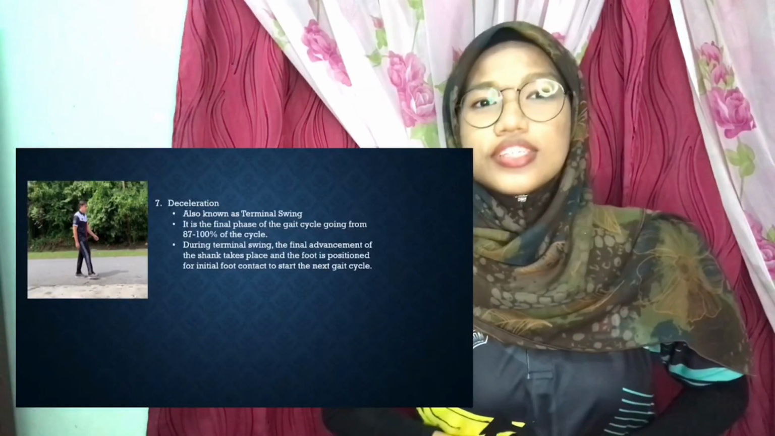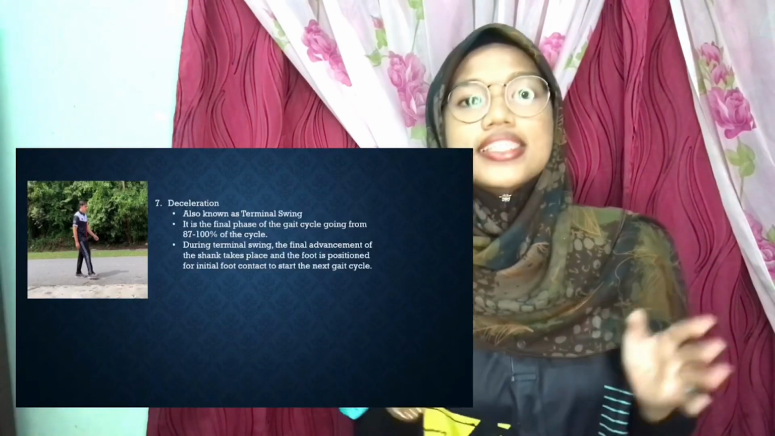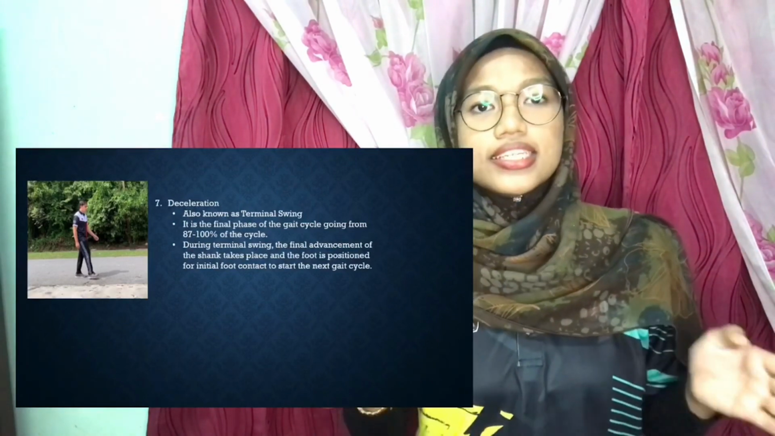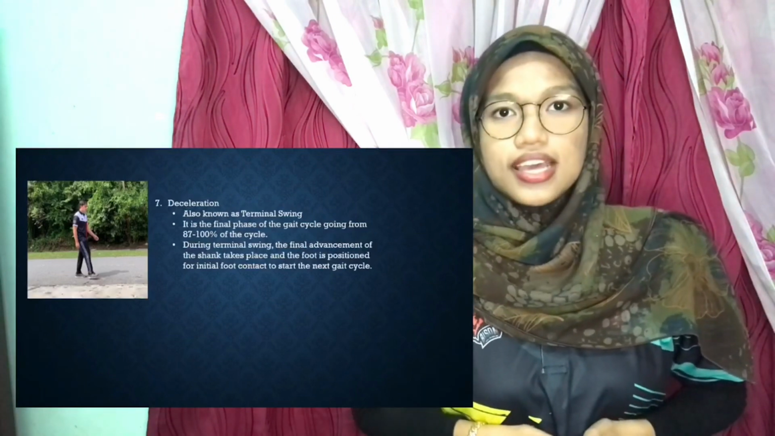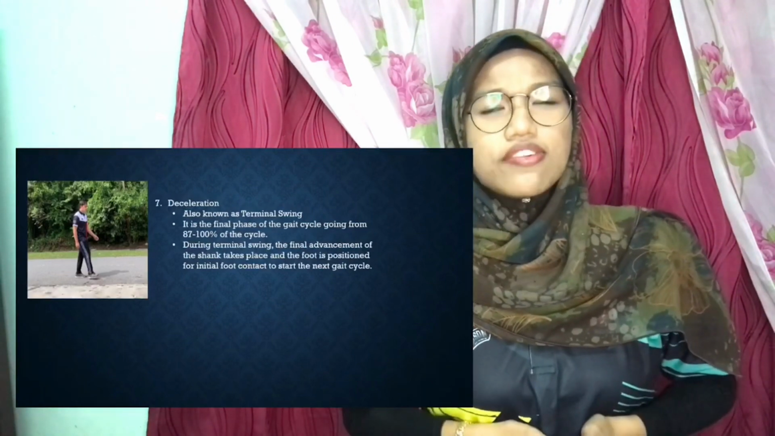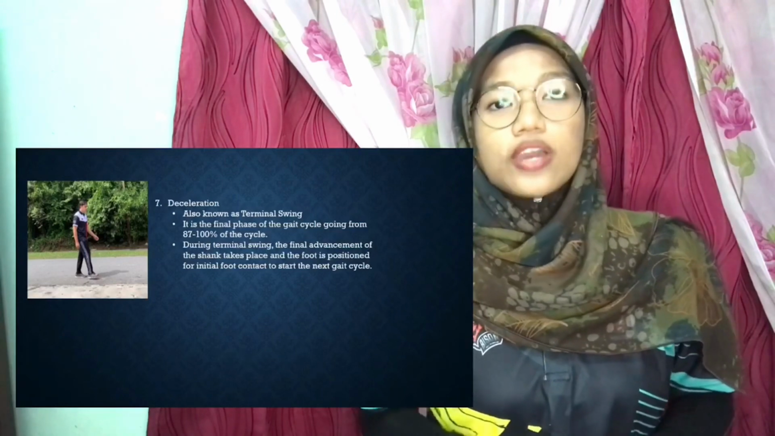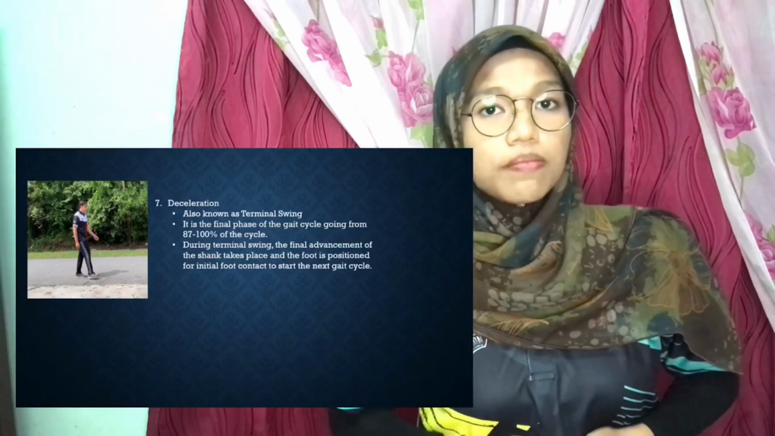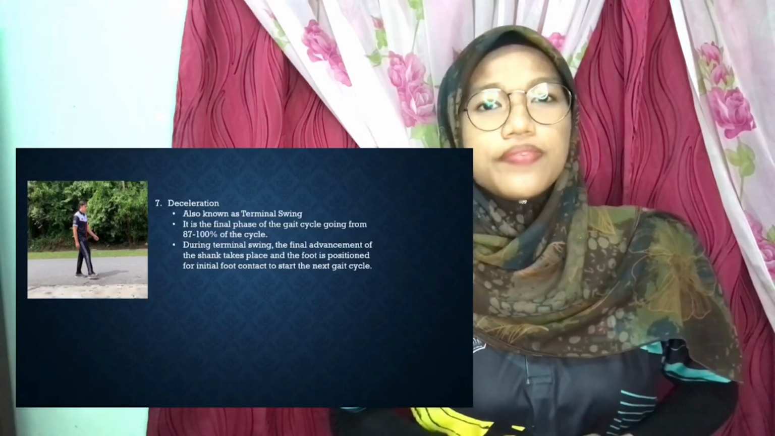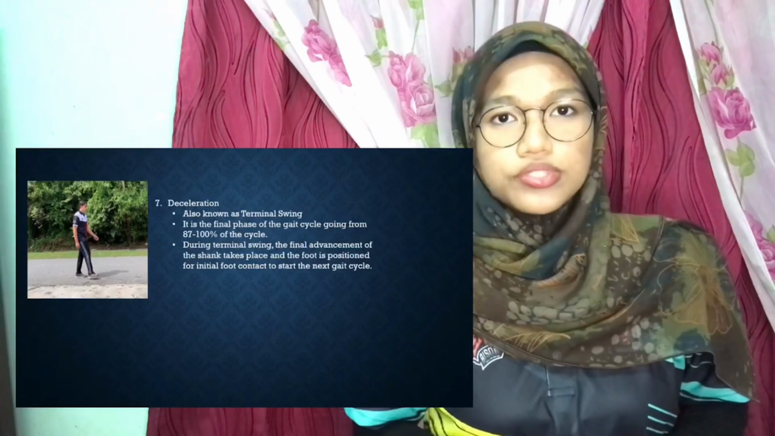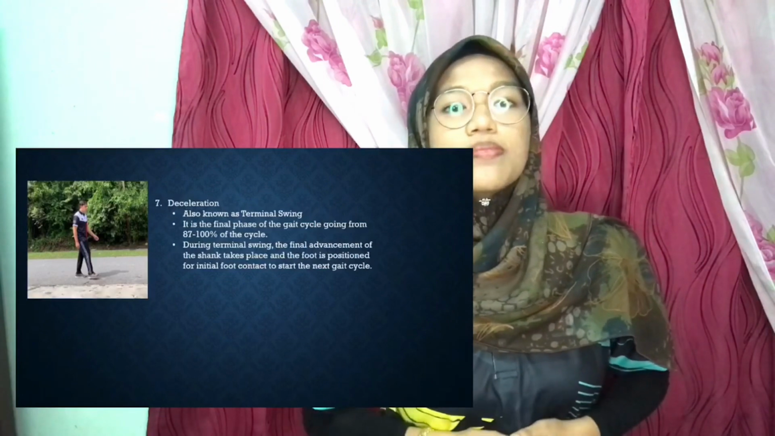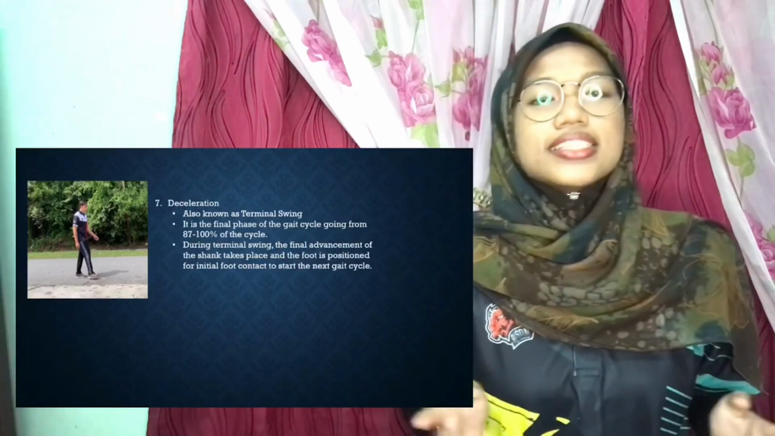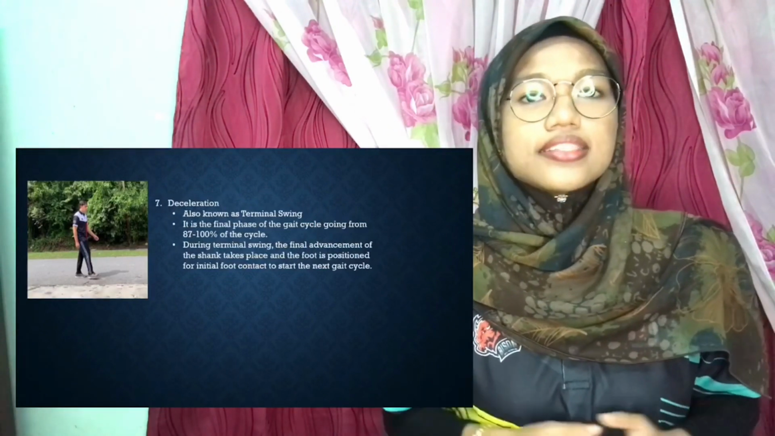Lastly, for the natural walking gait, there is the deceleration phase. The deceleration phase is the opposite of the acceleration phase. As we know, acceleration means the rate at which an object speeds up, while in the deceleration phase an object slows down. Deceleration phase, also known as terminal swing, is the final phase of the gait cycle.